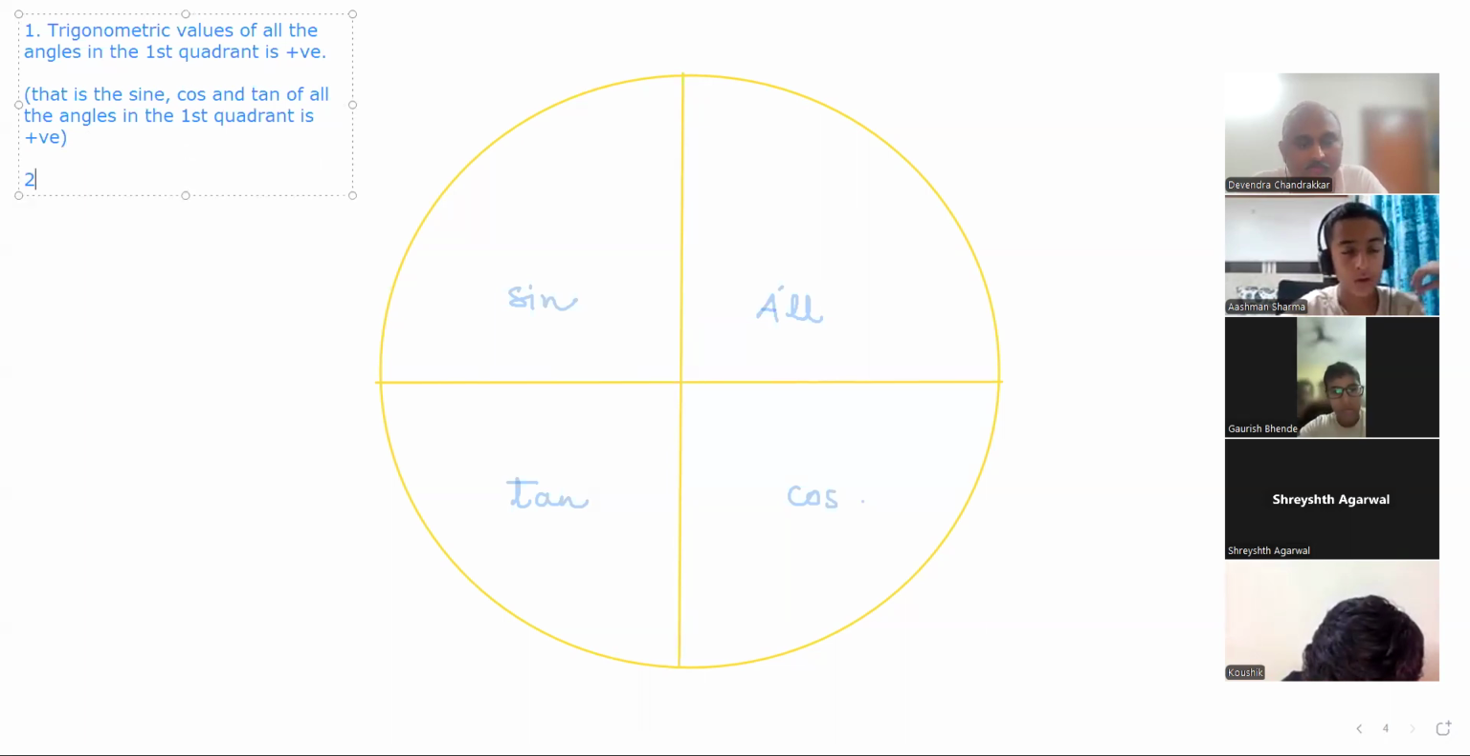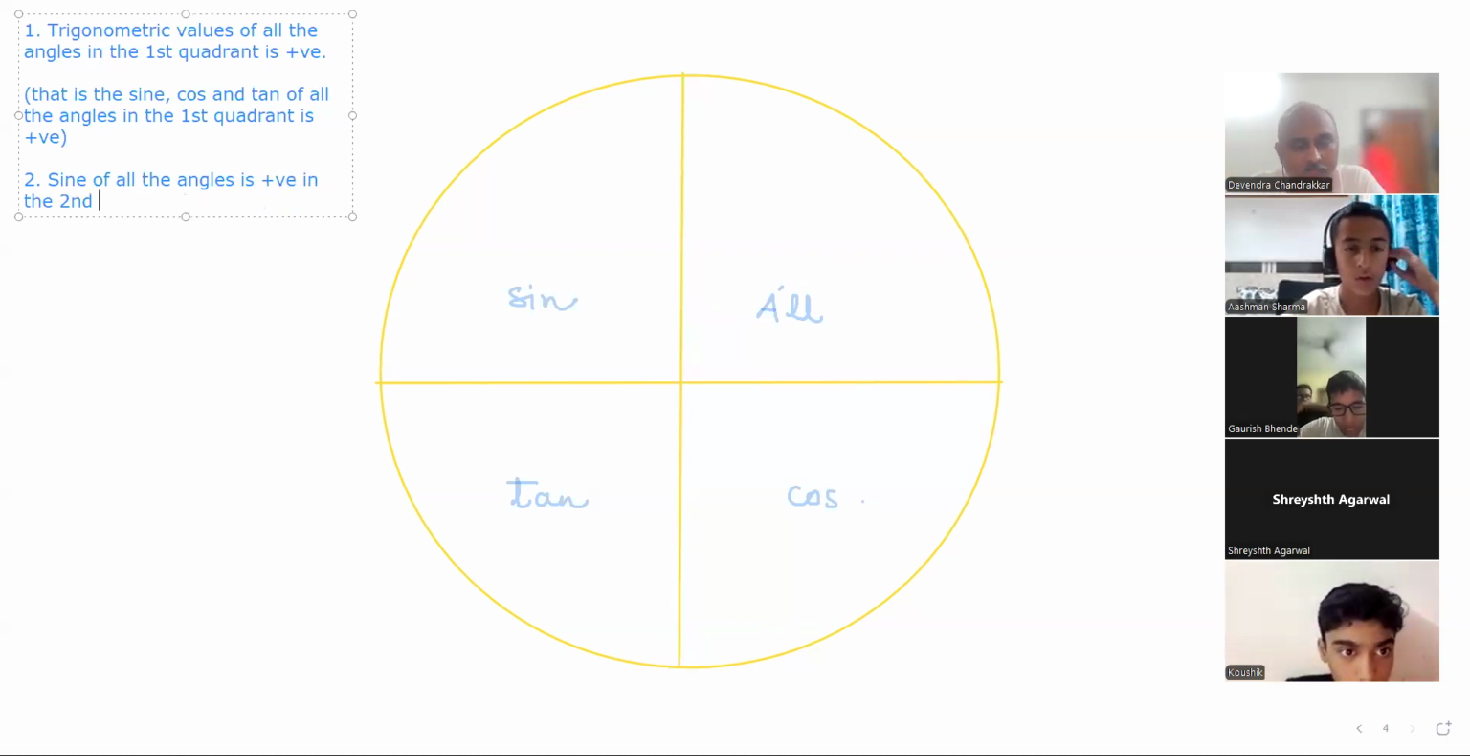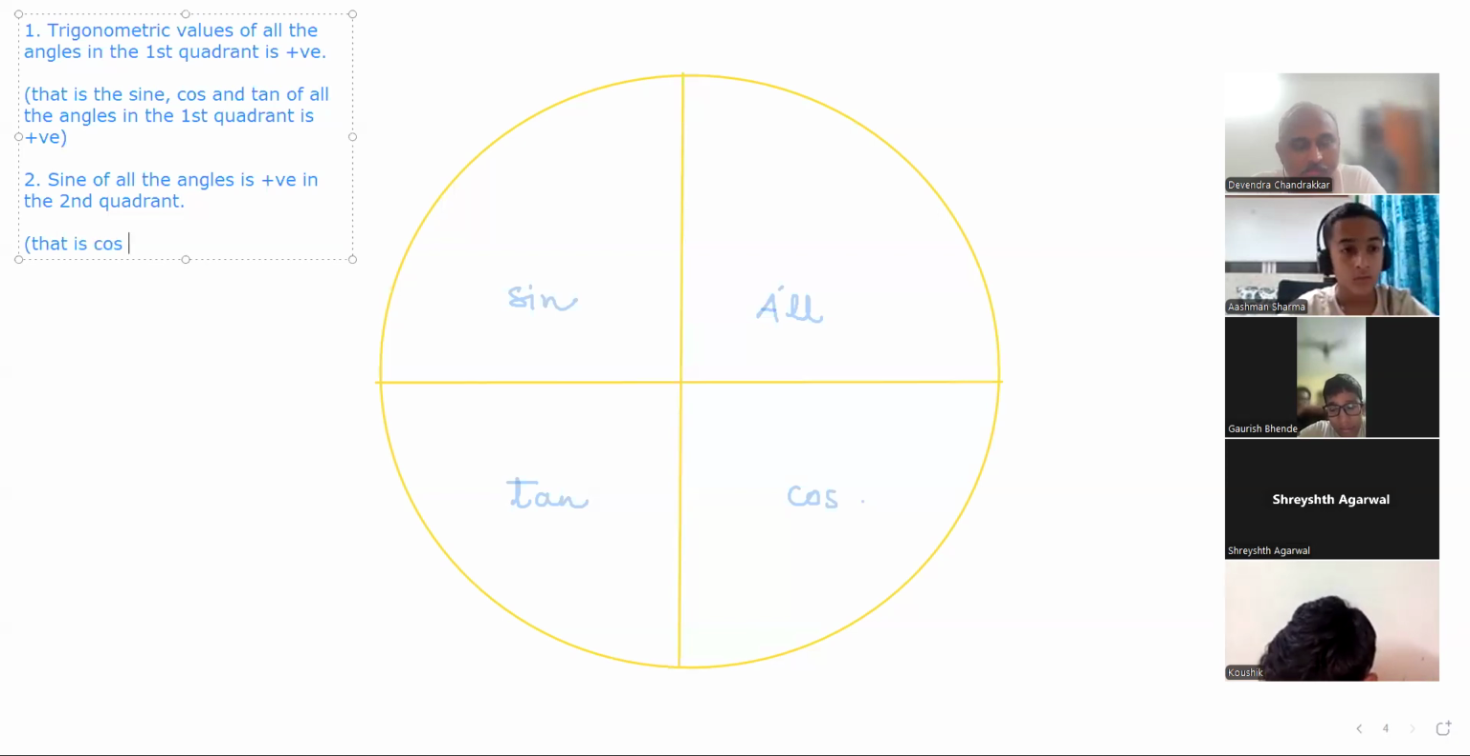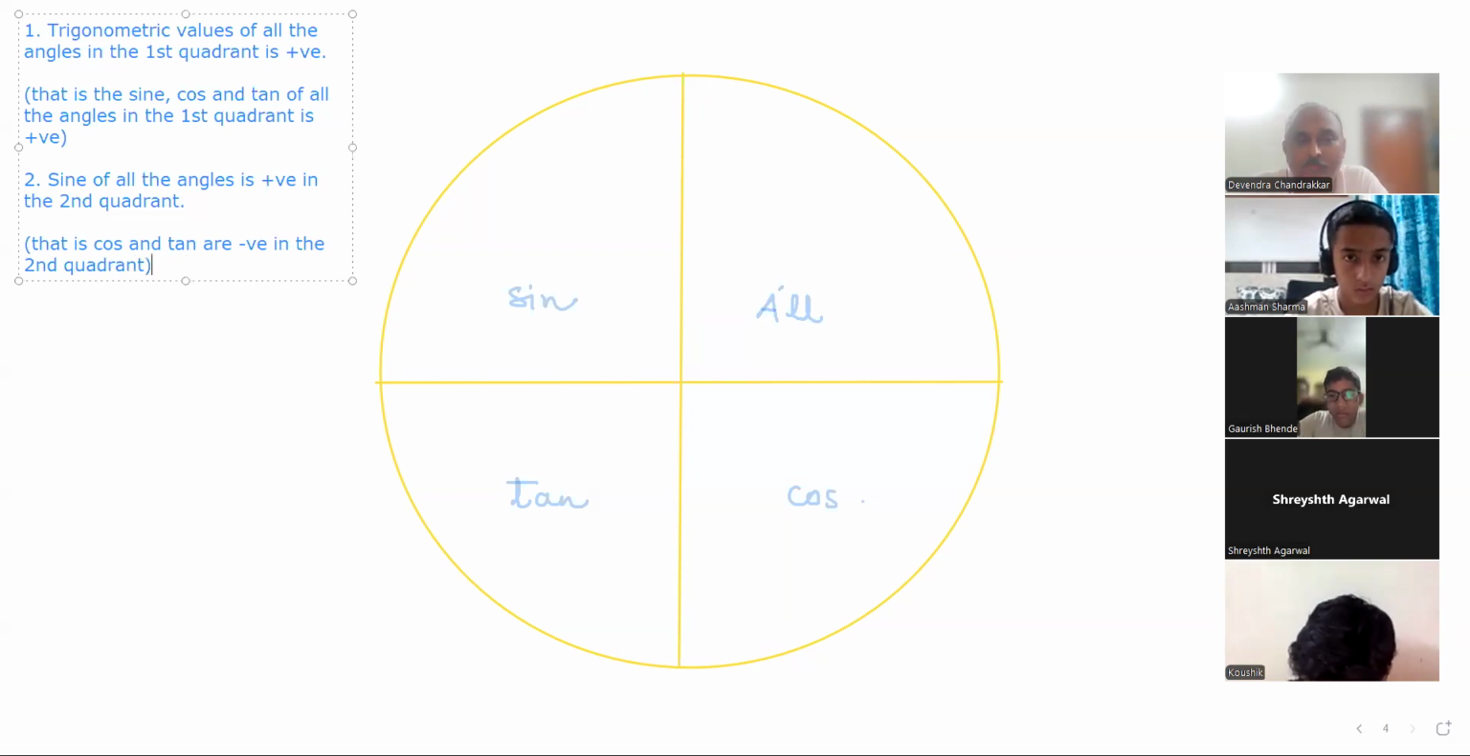Okay? Second, sine of all the angles is positive in the second quadrant. Okay? What does this mean? That is, cos and tan are negative in the second quadrant. Please remember this, memorize it. This is of great use to you. Okay, it will be very useful.